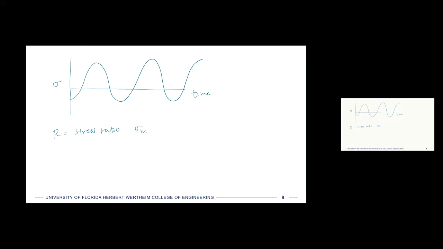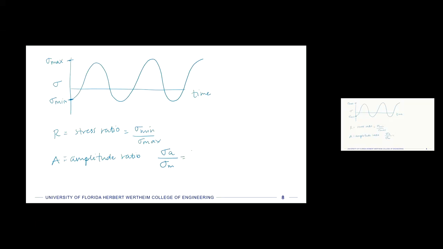Which was sigma min over sigma max, where sigma min is this point here, sigma max is here. And then we also had an amplitude ratio, which was the stress amplitude sigma A, divided by the mean stress.